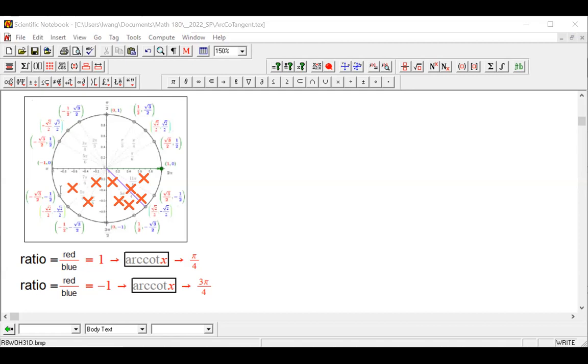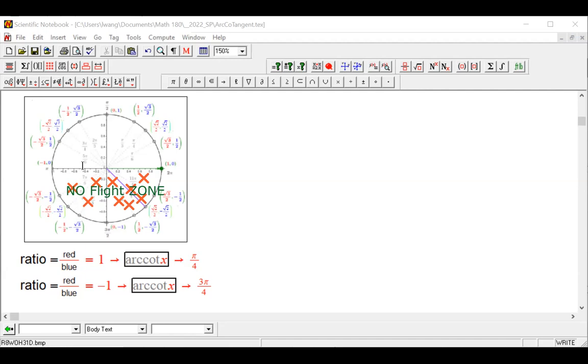So we're never going to cross. This is no flight zone. No flight zone means you cannot fly over. You cannot fly over in any way. Okay, so that's how ArcCoTangent is created.